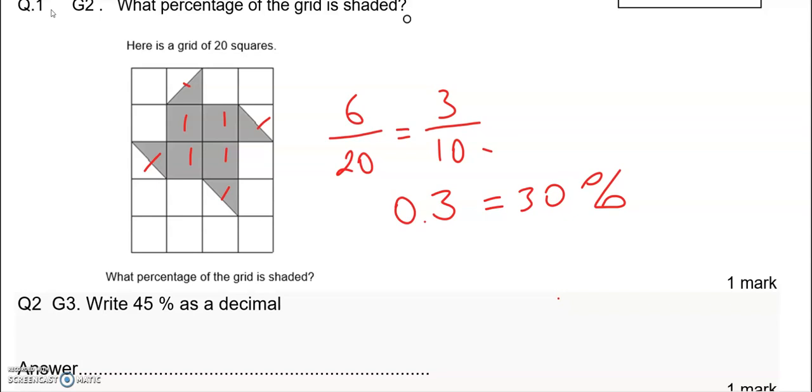In the next question, we've got write 45% as a decimal. To convert percentages to decimals, we can divide by 100. The other way to look at it, when you say 45%, is like 45 pence in a pound. So we write 45 pence as 0.45, and that is what 45% is as a decimal.